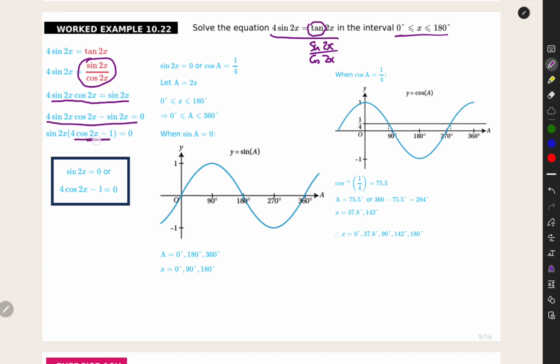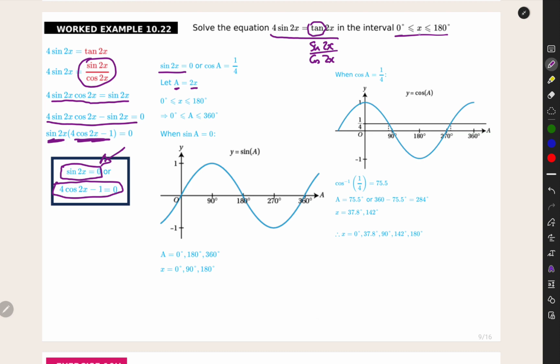So either this part is equal to 0 or this part is equal to 0. So they've set it up here below, that being equal to 0 or that being equal to 0. I'm going to work with them separately. In the first instance, let's look at this. So when this is equal to 0, I'm going to actually work with letting 2x be equal to a for now, just so it's easier to work with, and we can undo that later on, but bring it back later on.